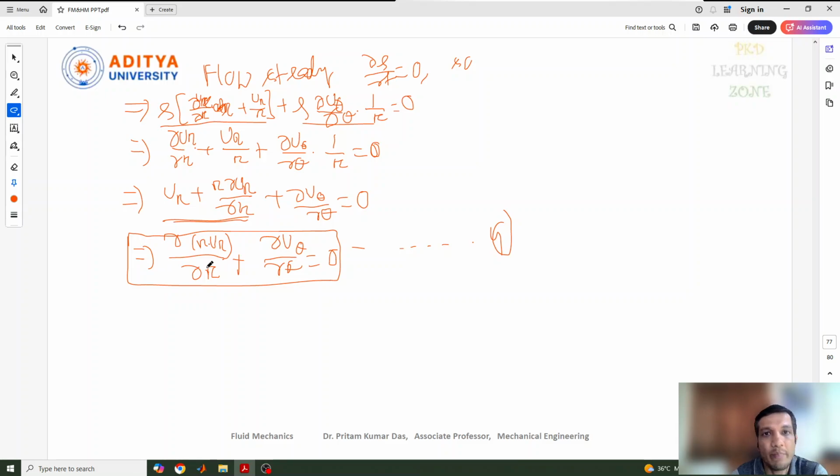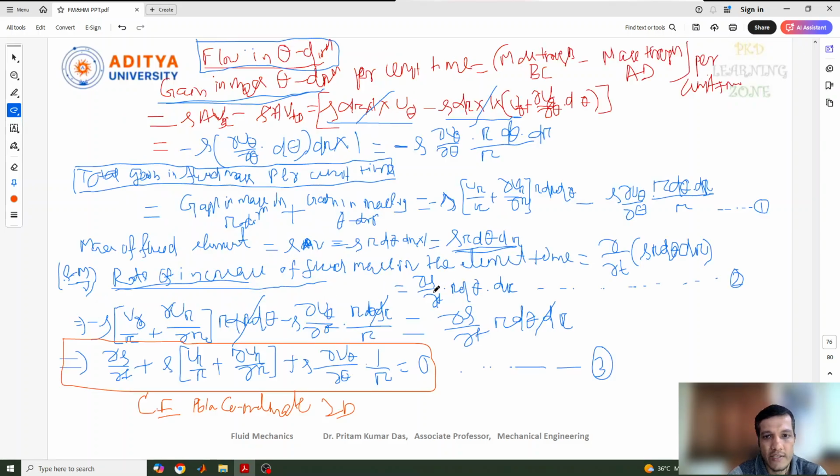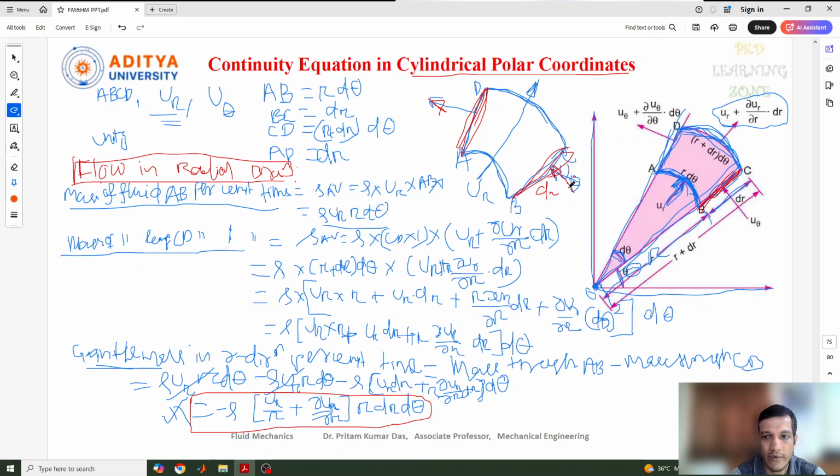steady and incompressible fluid. Okay, incompressible fluid. This is the continuity equation for steady flow and incompressible fluid flow, for the polar coordinate system. So I hope you understand how to derive this equation. It's very simple actually. You only need to focus on these two terms.